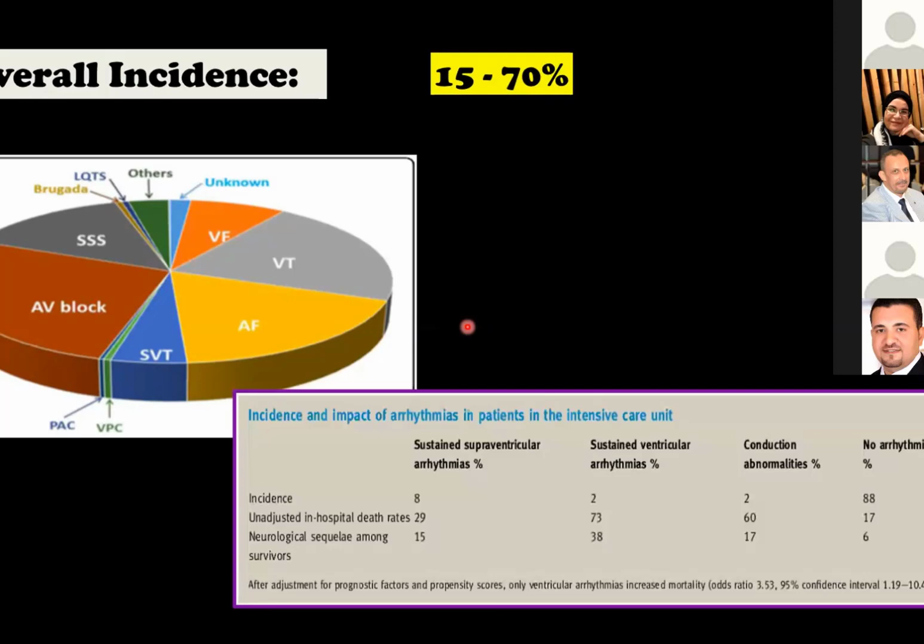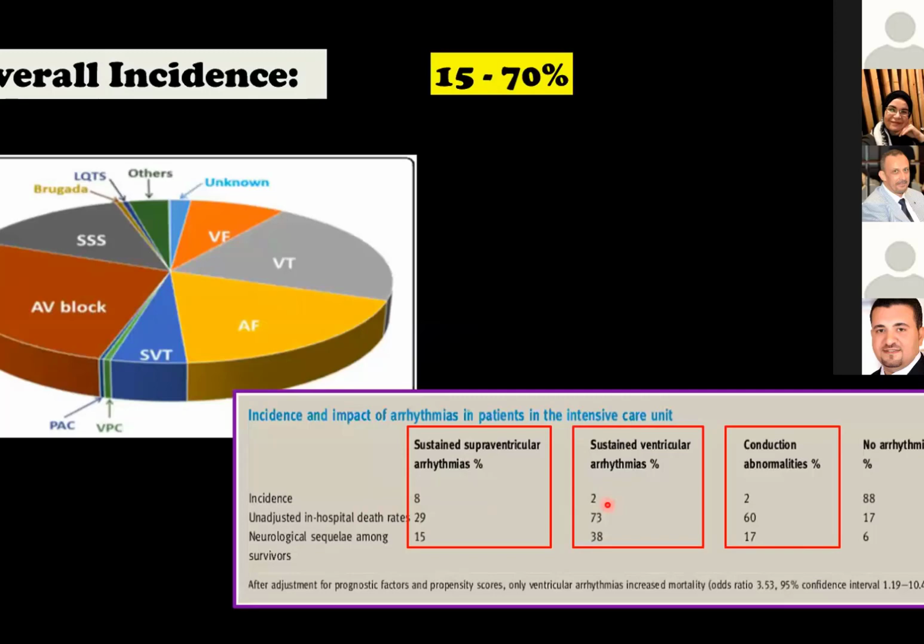What about the incidence and the impact of arrhythmias on patients in ICU? This is one study that concluded the incidence and impact of different types of arrhythmias. For SVT, this was a Japanese trial or meta-analysis, sorry, and we found the incidence was about 8%, while for sustained VT it was about 2%. For conduction abnormality it was 2%. When we looked at in-hospital death rate, it was close to 30%.